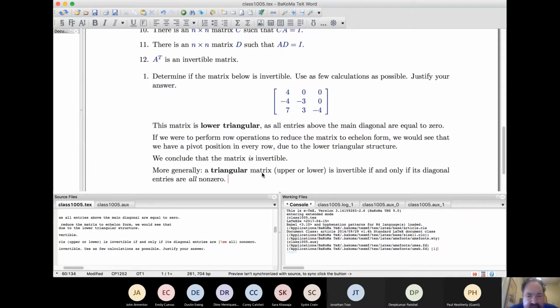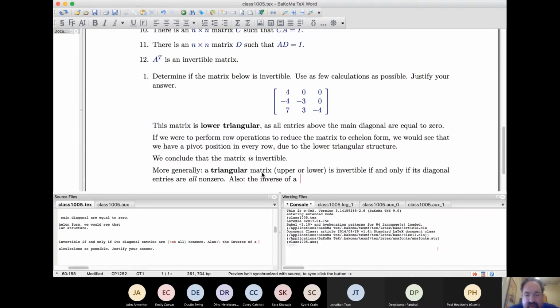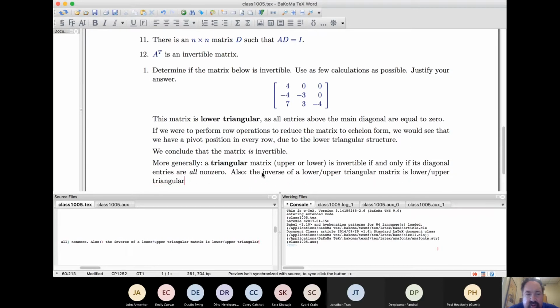So in fact, I can also make this statement. The inverse of a lower (upper) triangular matrix is lower (upper) triangular. In other words, taking the inverse preserves the triangularity. So whatever kind of triangularity you have in the original carries over to the inverse.